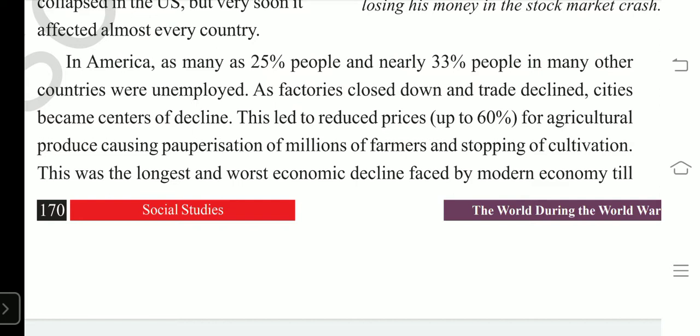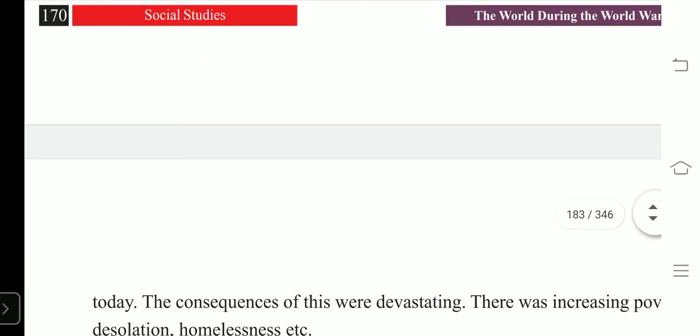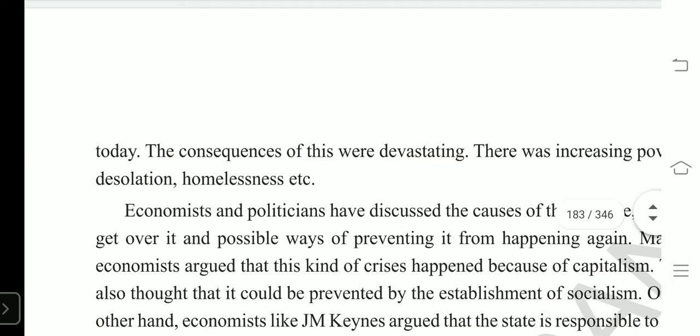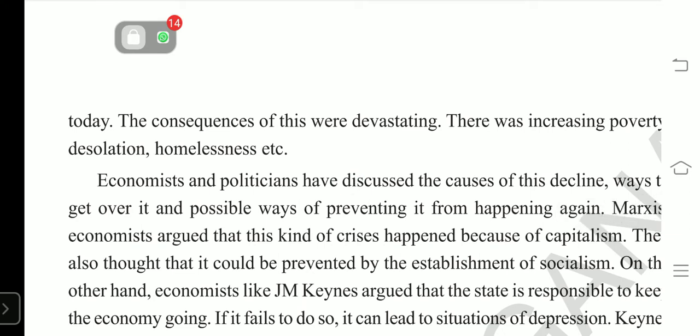This was the longest and worst economic decline faced by the modern world till then. There was increasing poverty and desolation. Desolation means people left their houses in search of jobs, in search of a new home. They migrated. There also they faced the same problem. So that is called desolation. Many people left their homes. They turned homeless. So the results of the economic depression are increasing poverty, desolation, and homelessness.